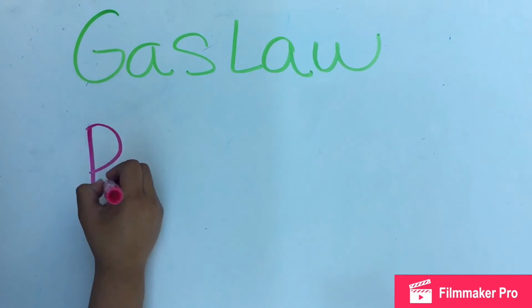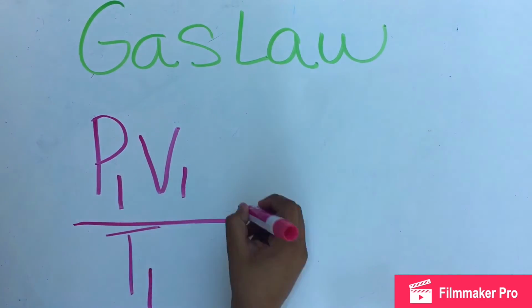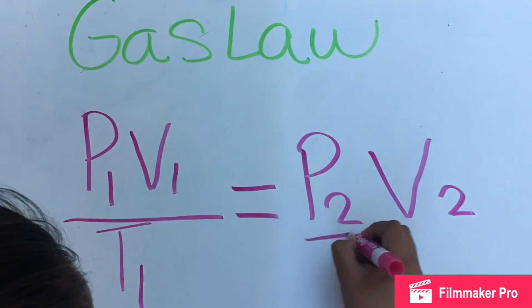Instead of having different formulas for Boyle's law, Charles' law, and Avogadro's law, we can just sum them all up into the combined gas law, and you can get rid of the values that you don't need according to what the problem is asking.